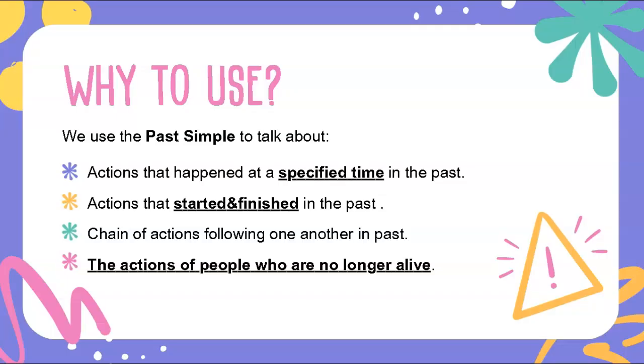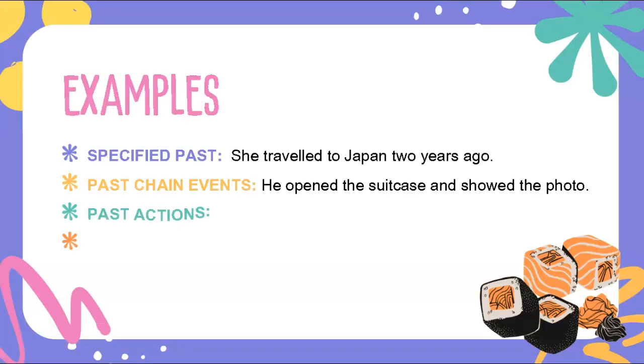And the third one is in the storytelling, especially narrations, if you have a chain of actions following one another in the past, we use again the simple past tense to tell a story, to tell steps or the actions in the story, and also the actions of the people who are no longer alive. And so let's have a look at the examples of them together.